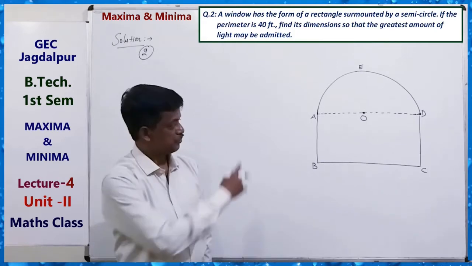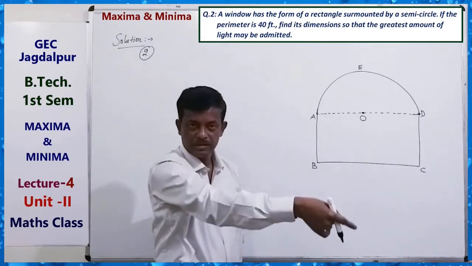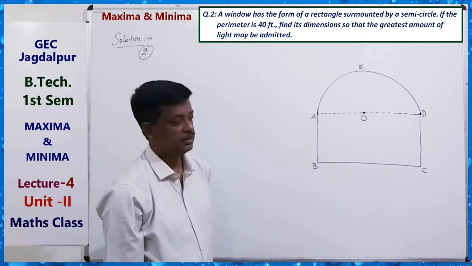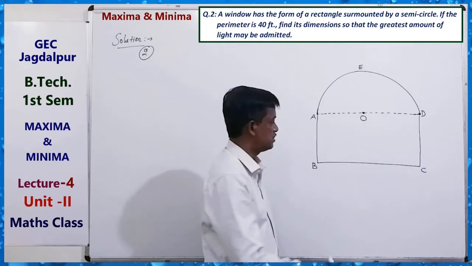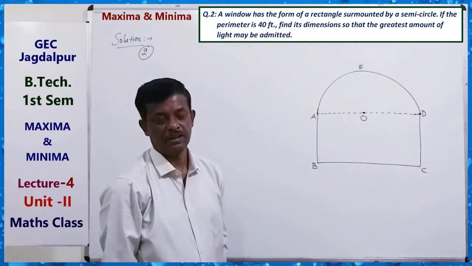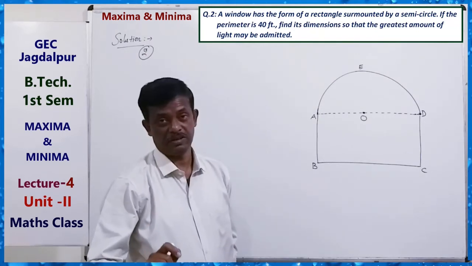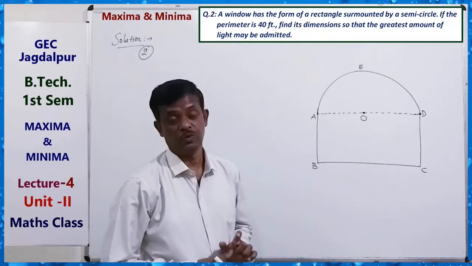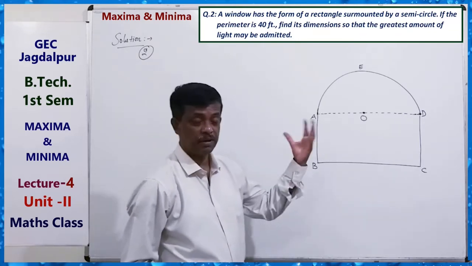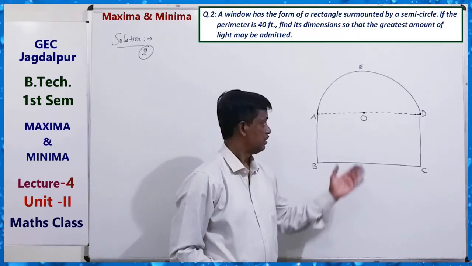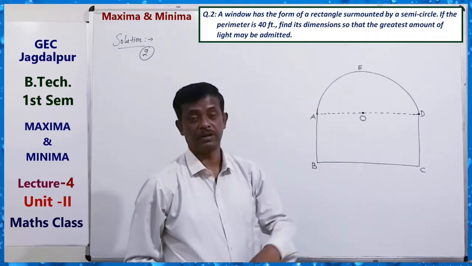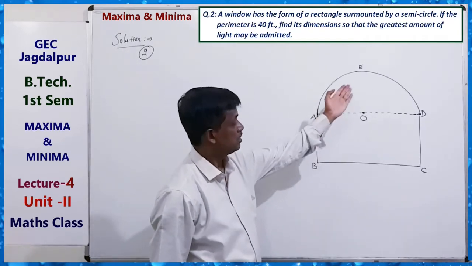Okay. So a rectangle surmounted by a semicircle. We have to find its perimeter, which is given. Now we have to find the dimensions of this window so that maximum light can be admitted. That is, maximum light may come to the room through this window.